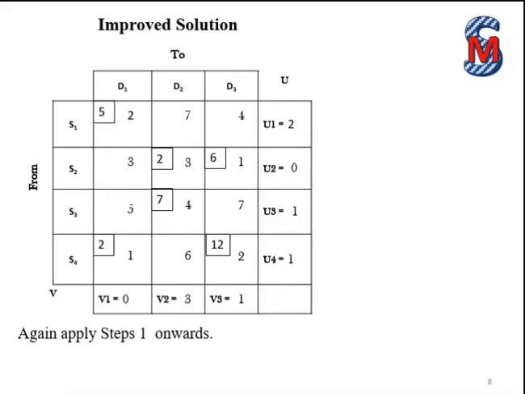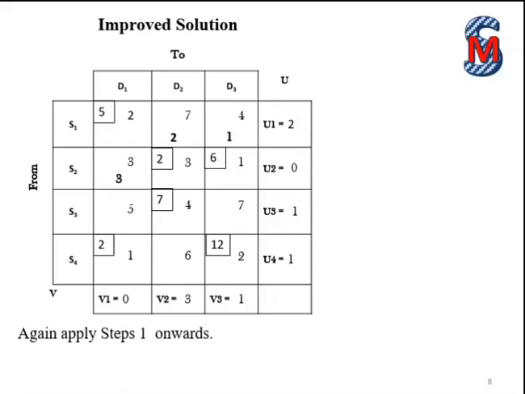Now we'll be finding out the cell evaluations Dijs for unoccupied cells. So for the first unoccupied cell S1D2 with cost 7, adding its U and V, 2 plus 3, 5, subtracting it from 7, we will get 2. Next unoccupied cell S1D3, cost is 4, adding its U1 plus V3, 2 plus 1, 3, and subtracting it from 4, 4 minus 3 is 1. Now next unoccupied cell S2D1 with cost 3, adding its U and V, 0 plus 0, 0, 3 minus 0 is 3.